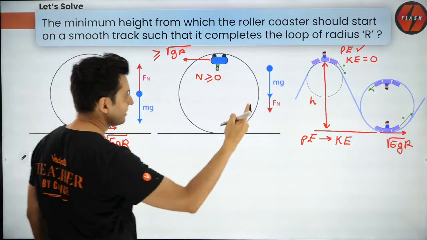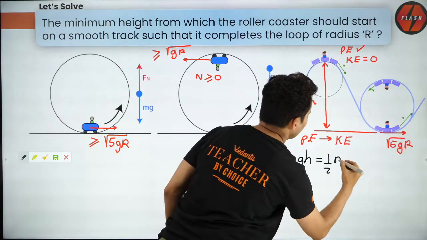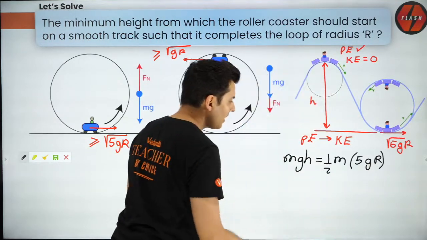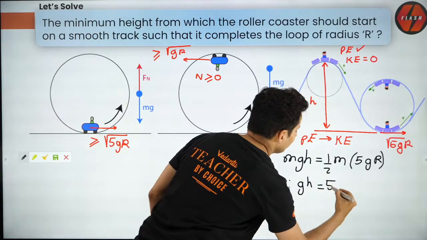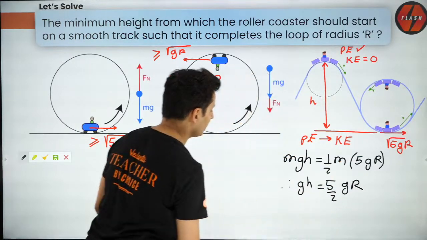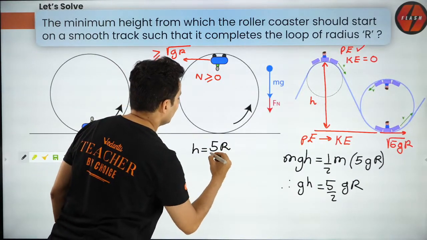Use that, you'll get the answer. Potential energy is mgh. Kinetic energy is half mv square. That is, r will cancel out. Mass will go out just like usual. So gh is equal to 5 by 2 gr. Oh, one second. Even g will go out. So therefore, h will be equal to 5r by 2.